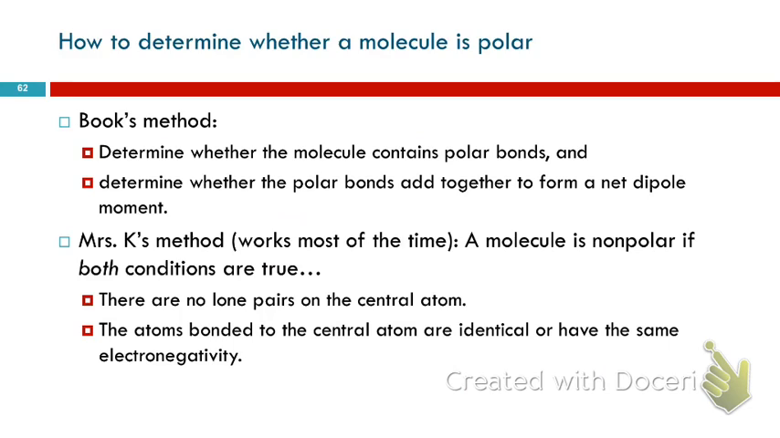So we need to be able to determine whether a molecule is polar. This is part of why we talked about shapes and Lewis structures and all of that. So the book's method: determine if the molecule has polar bonds, and then determine whether they add together to form a net dipole moment. That's using vector addition. Most students don't like the book's method. This is my method. It works most of the time.